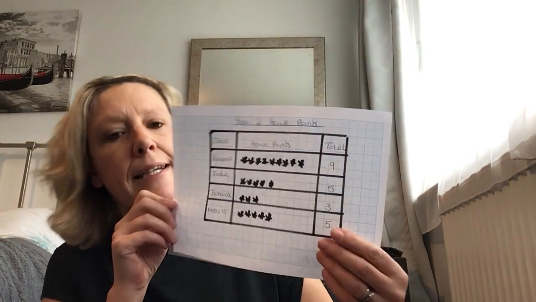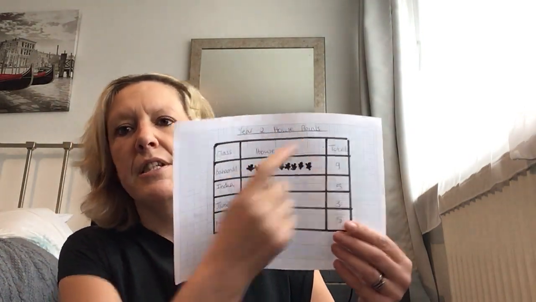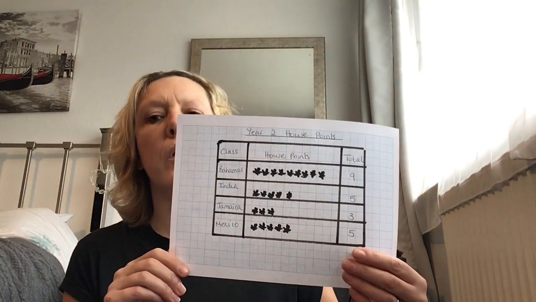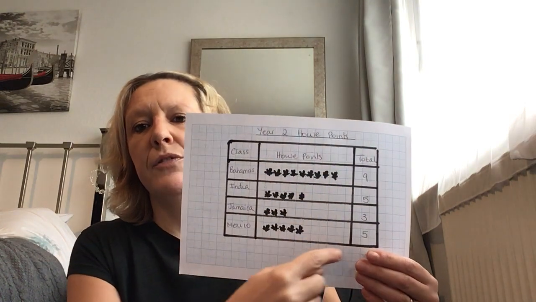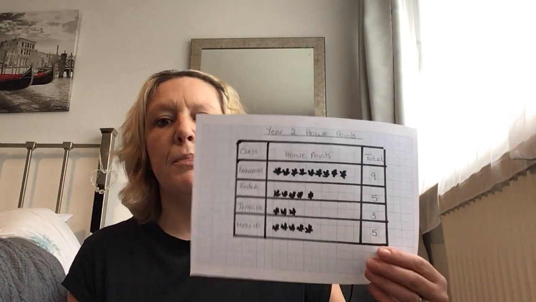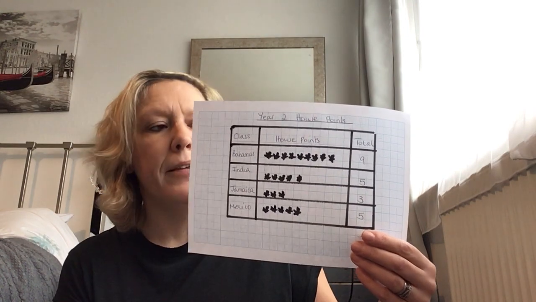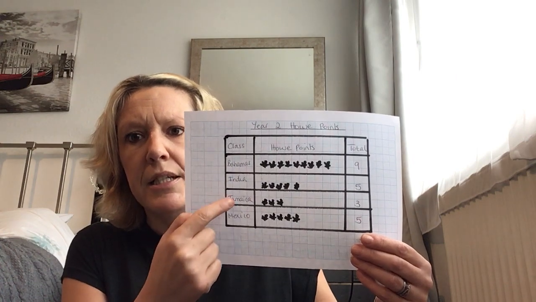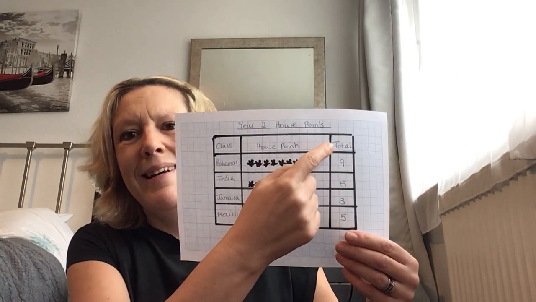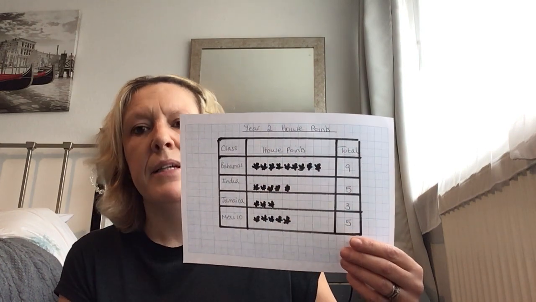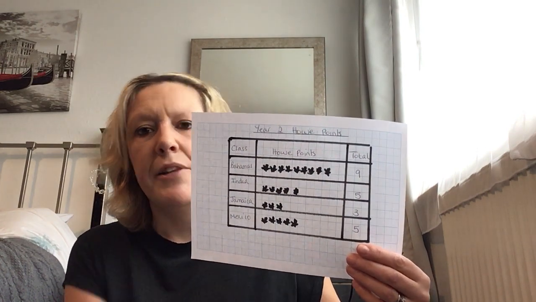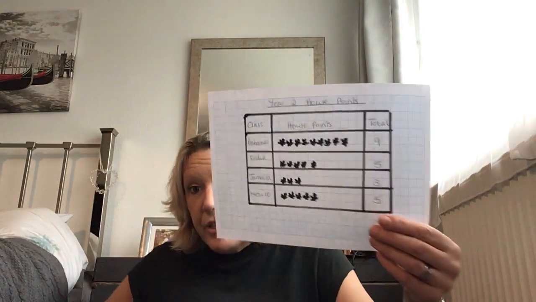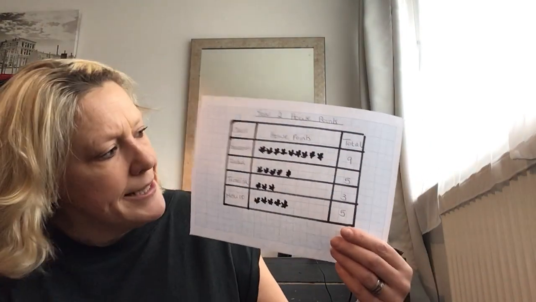Now, as you can see at the top, I've written a title which says Year 2 house points, and I've underlined that with a ruler. And then I've drawn myself a box to put my pictogram in. Down the side here, I've got the different classes. So I've got Bahamas, India, Jamaica and Mexico. And here I've got the total number of house points as well. And the reason why we put a total is so that we don't have to keep counting them every time. Because as you can imagine, when there's lots more, it gets a lot harder to count.